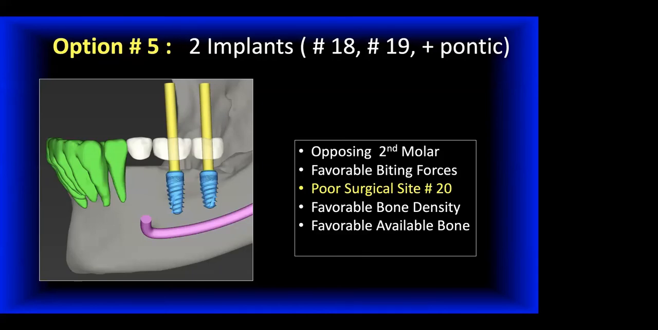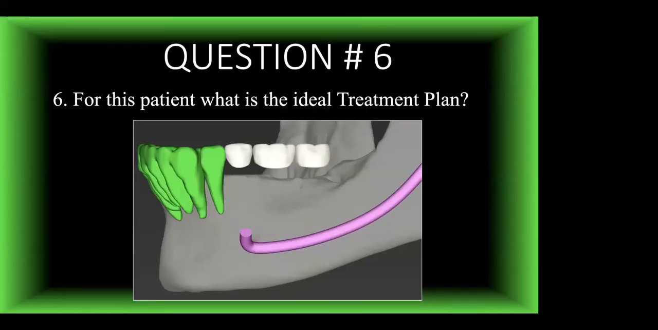Well, basically the only time you would do this is if you had favorable force factors and the number 19 area is a poor surgical site. So there's a huge defect that would be difficult to bone graft, or infection in that site, something like that. But you can see one case, you have 5 different treatment plans.